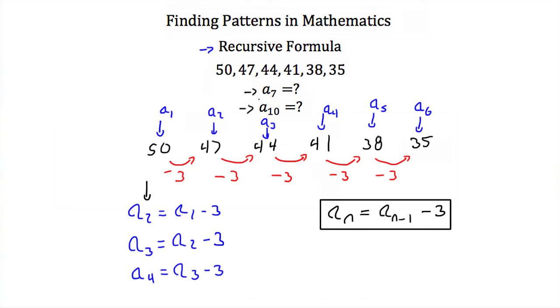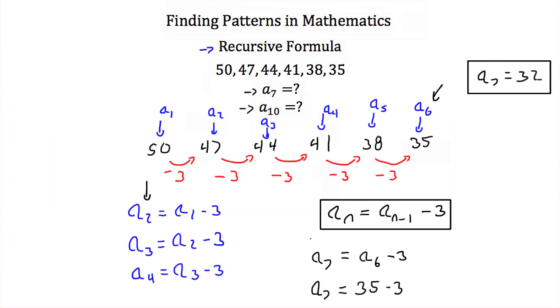Next, we want to find our 7th term. Well, okay, we're looking for A7. And that means that that's going to be equal to the term before it, so A6 minus 3. Do we know A6? Well, we do. It's 35. So A7 is going to be equal to 35 minus 3. So A7 then is equal to 32.